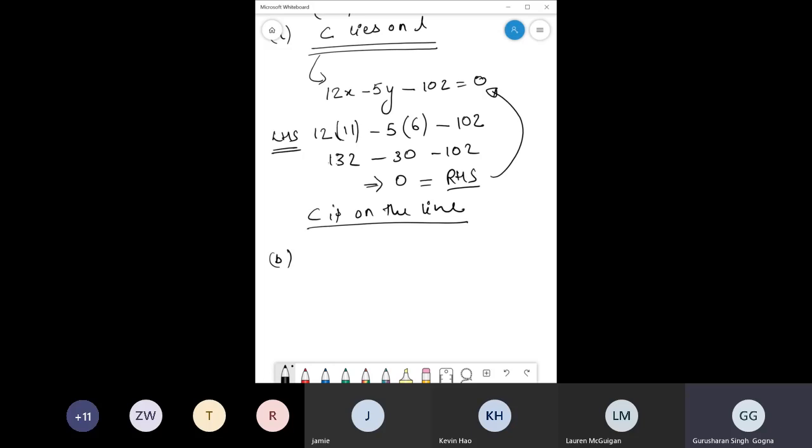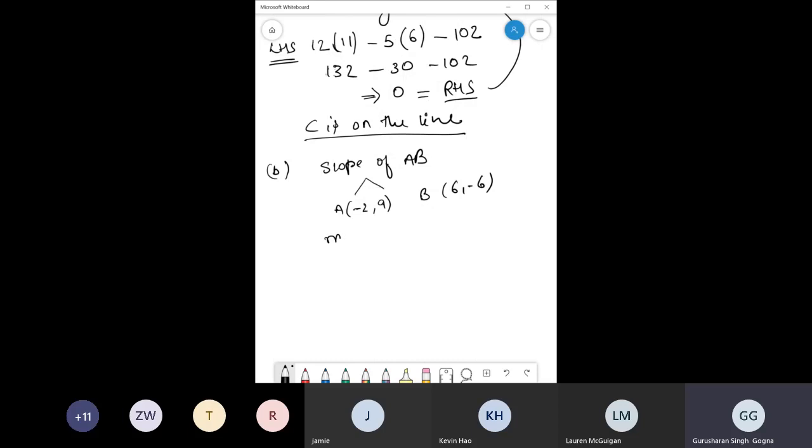B part of this question, find the slope of AB. You need to find out slope of AB. So slope of AB, you know that you can find slope in two different ways. One is you should know the points. So in this case, we already know the points. So the point A is minus 2, 9 and point B is 6, minus 6.